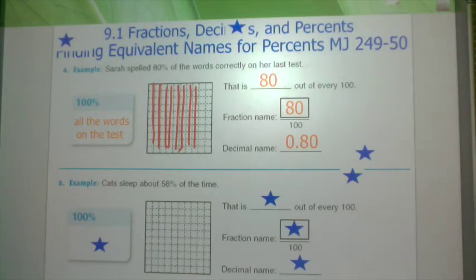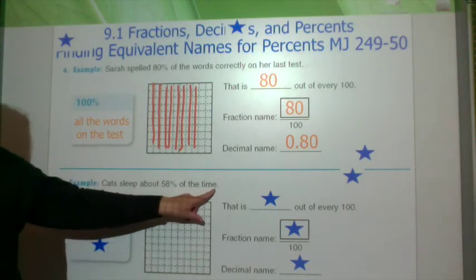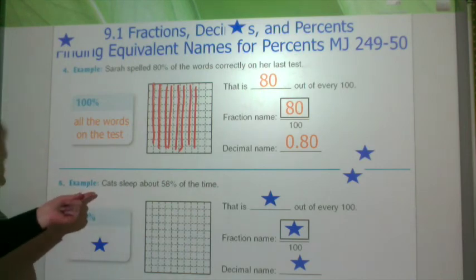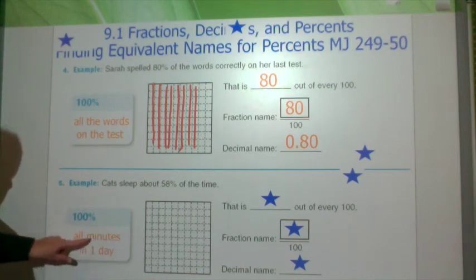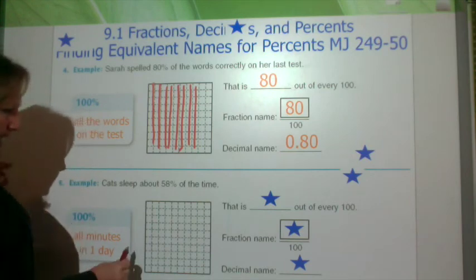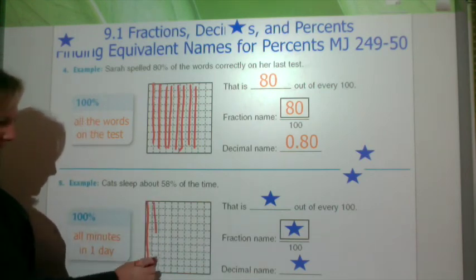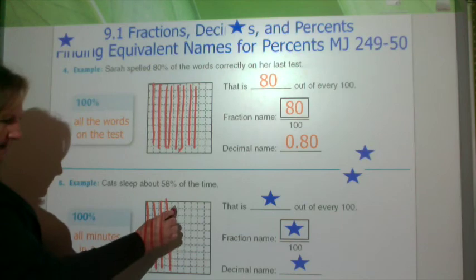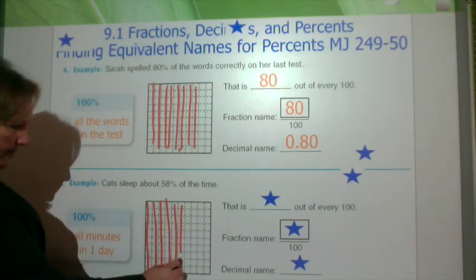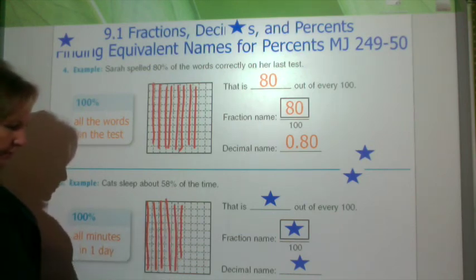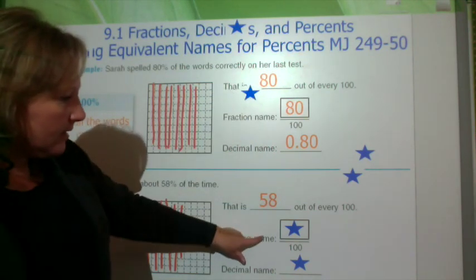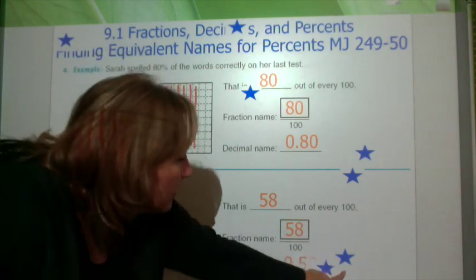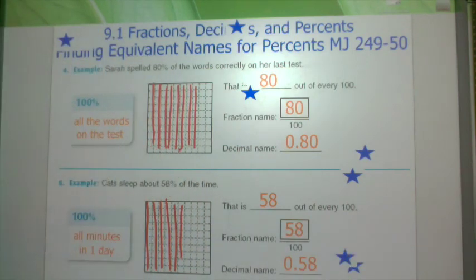Number 5, cats sleep about 58% of the time. I don't have a cat, so I'm not sure if that's true. Might be. What are we talking about? We're talking about all the minutes in one day. We're going to fill in 58% of them. So 58, 20, 30, 40, 50, all the way down so that I have 2 left over because we know that 8 plus 2 is 10. 58 out of 100. 58 out of 100, and 0 and 58 hundredths would be our decimal.